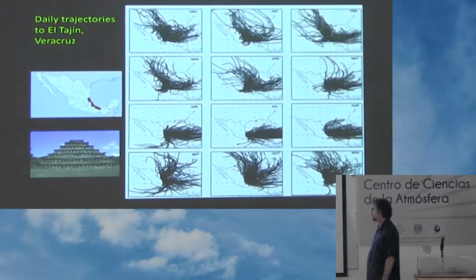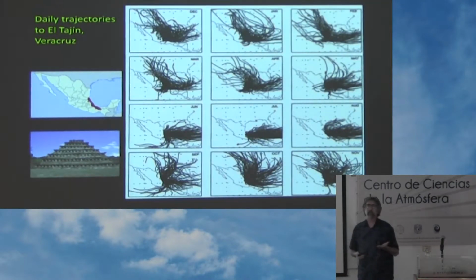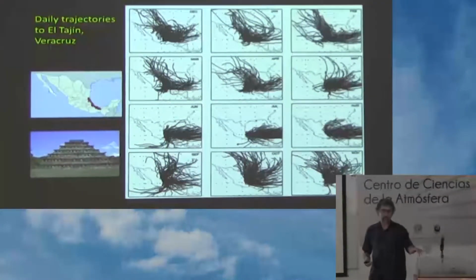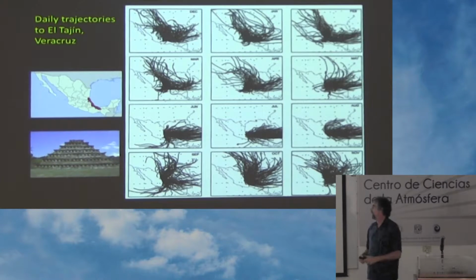Okay. So trajectories can also be used in a climatological sense. They can be used, like I showed you, to support air quality studies sample by sample. But they are also useful in determining climatological features of atmospheric transport. So I'm going to show you a couple of ways that the models can be used in this way.